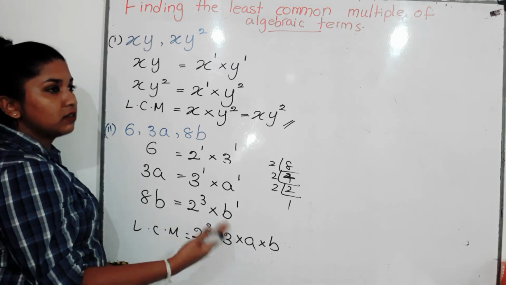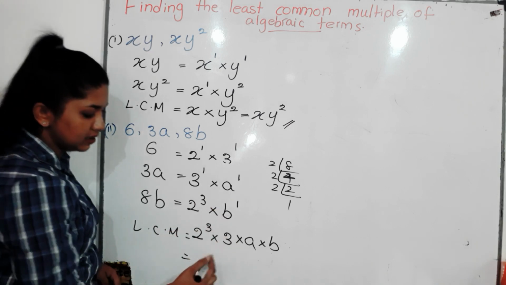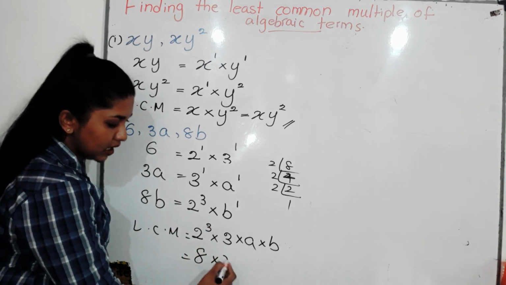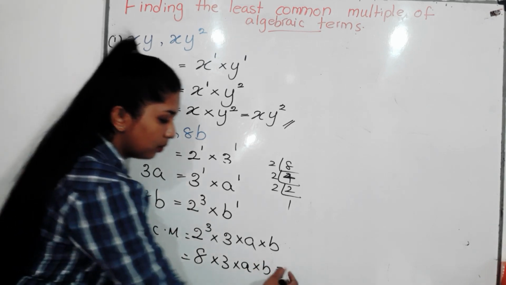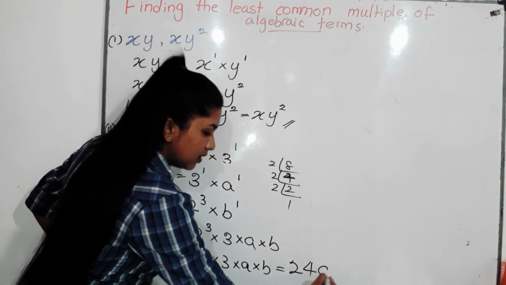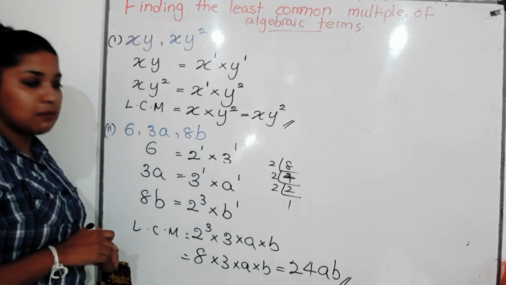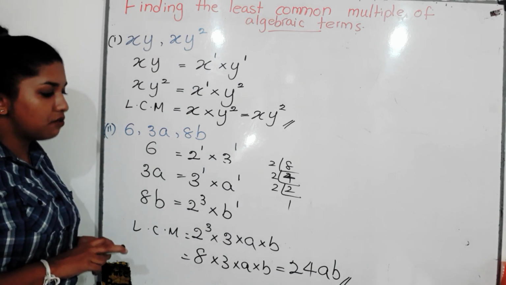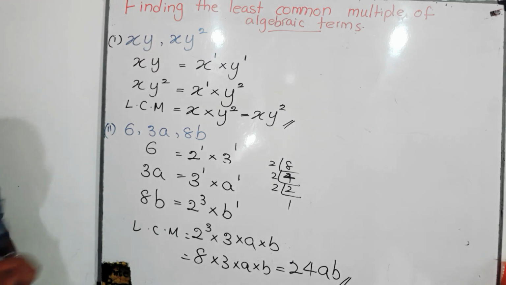2 to the power 3 is not 6. 2 to the power 3 is 2 into 2 into 2, which is 8. Or you can expand this: 2 into 2 into 2 times 3 into a into b. 8 times 3 is 24. We can remove this multiplication symbol, then we can write AB. 24 AB. Therefore, the LCM of 6, 3A and 8B is 24 AB. Okay? Let's try our examples.